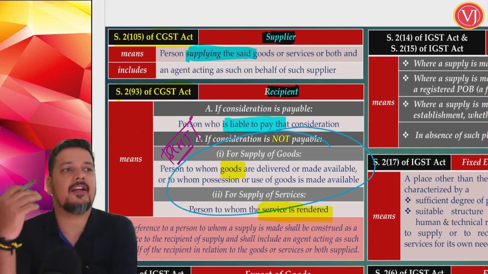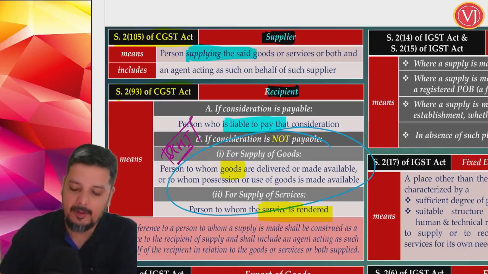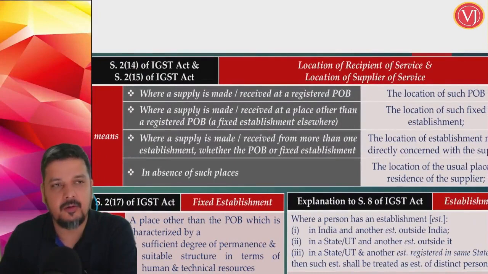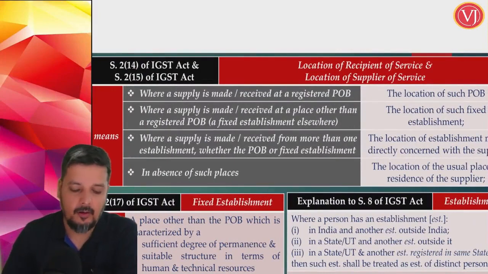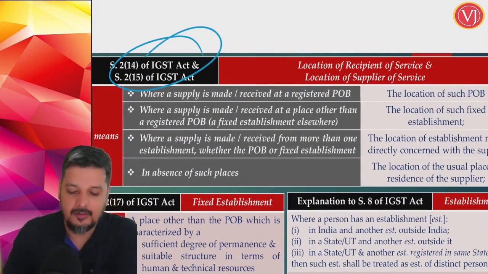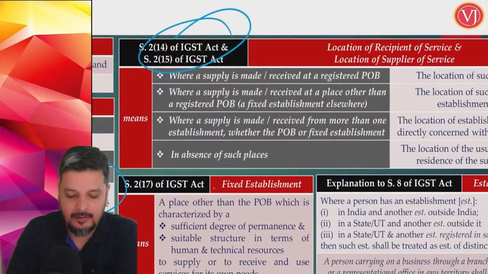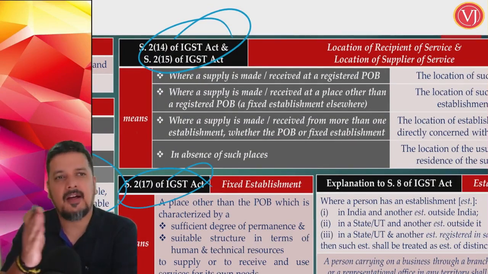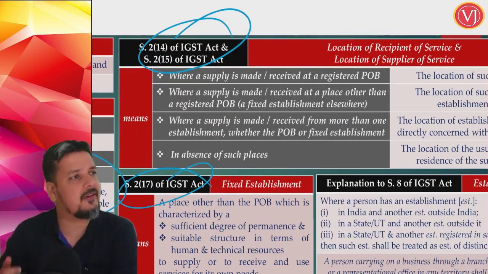Now, once you find out who is supplier and who is recipient, you will be in a position to find out what is the location of the supplier and what is the location of the recipient. Now all these definitions are taken from your IGST Act. Location of supplier, location of recipient, fixed establishment, etc. Now when you talk about location of supplier, the same is the definition of location of recipient. Wherever there is a term supply, you replace the term receipt.